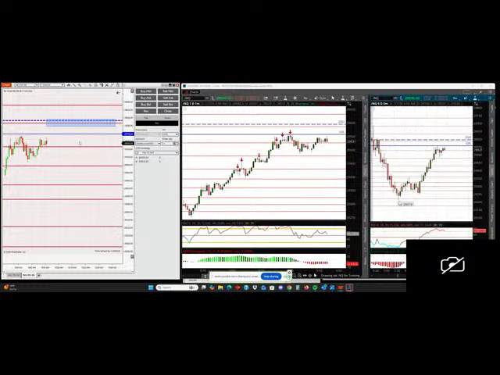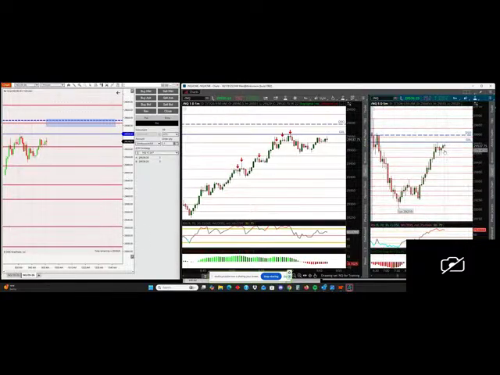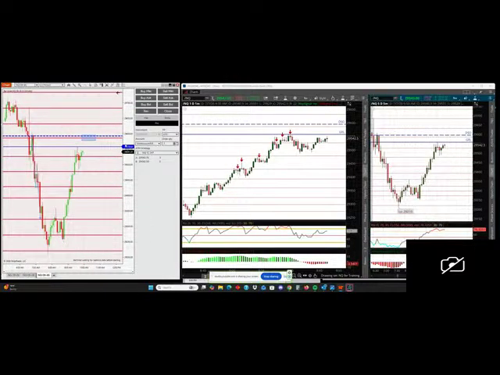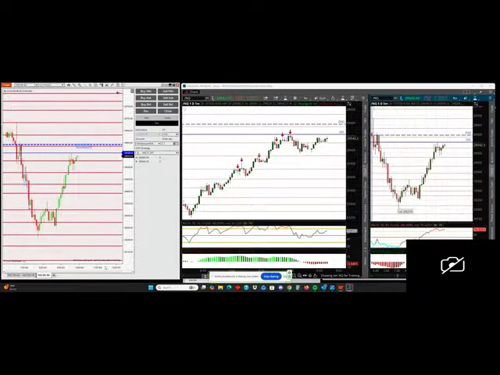Now, a conservative approach will be to trade off of the 5 minute right there. Let me see if I could duplicate this in a new tab and put a 5 minute there. So this is the 5 minute. If I wanted to, I could put, again, an order below this bar right here.